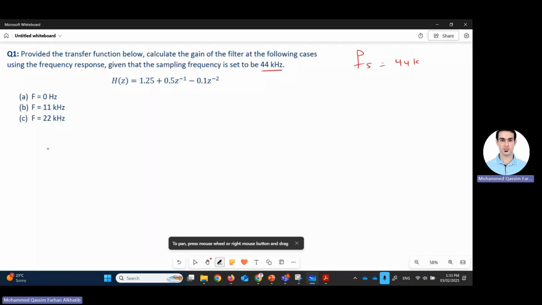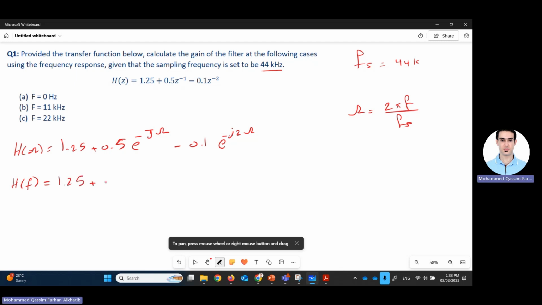As we did before, H of omega equals 1.25 plus 0.5 e to the power minus j omega minus 0.1 e to the power minus j2 omega. Now omega is 2 pi f over Fs. Initially we called it H of omega, but since I convert everything in terms of f, I'll call it H of f.